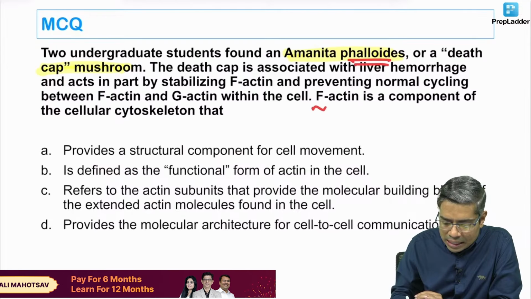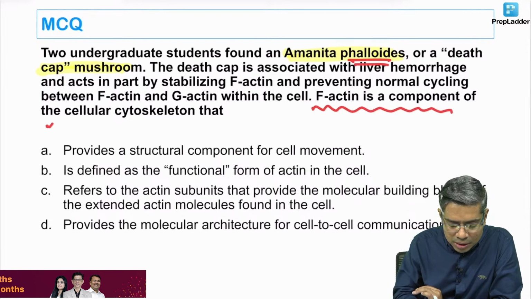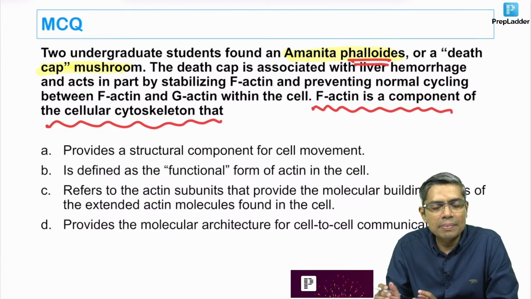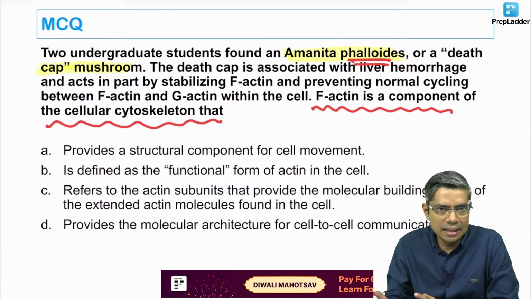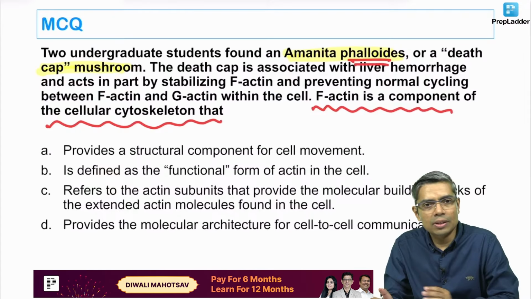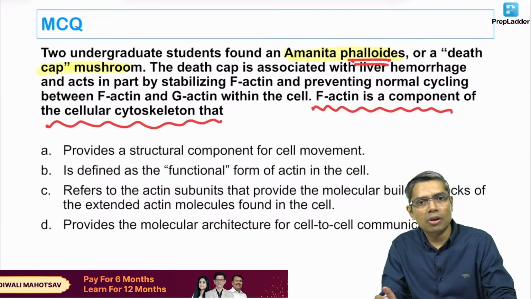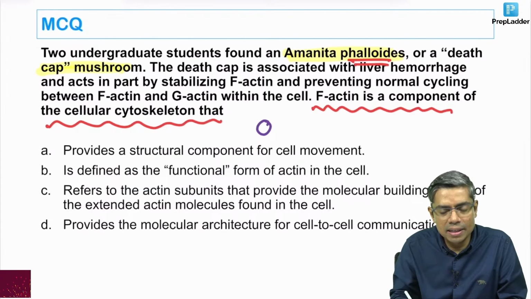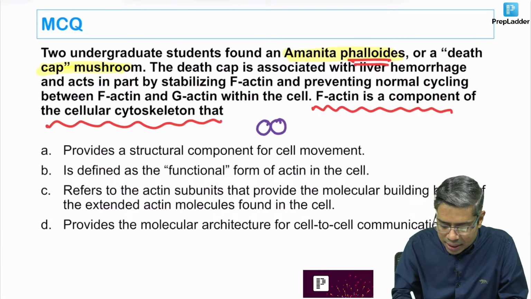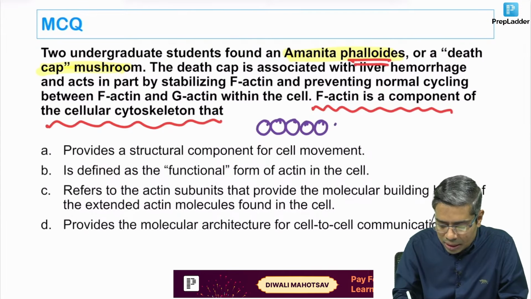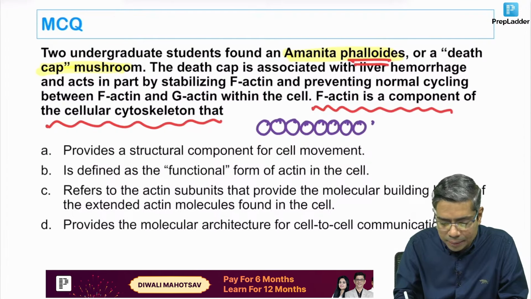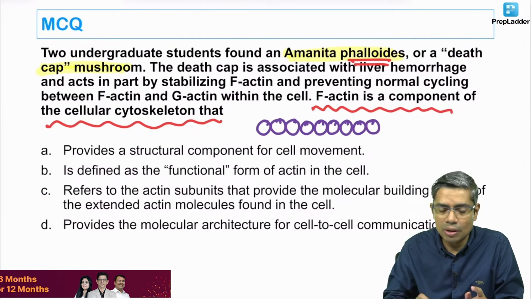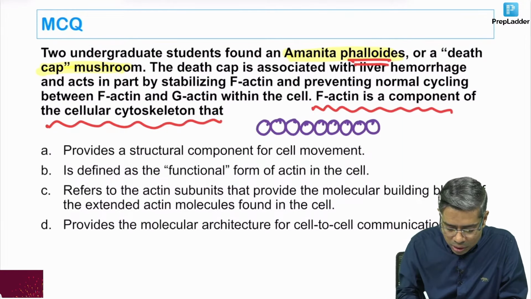But the question is, actin is a component of the cellular cytoskeleton, we know that. And what is this F-actin? F stands for filamentous actin, right? This is a kind of cytoskeleton protein which is composed of small G-actin subunits. This is known as a globular actin, another globular actin, another one. Whenever they polymerize with one another, it forms a long filament, and that is known as F-actin or filamentous actin.